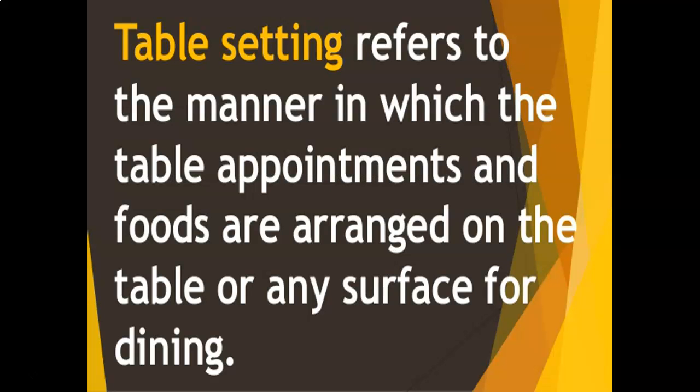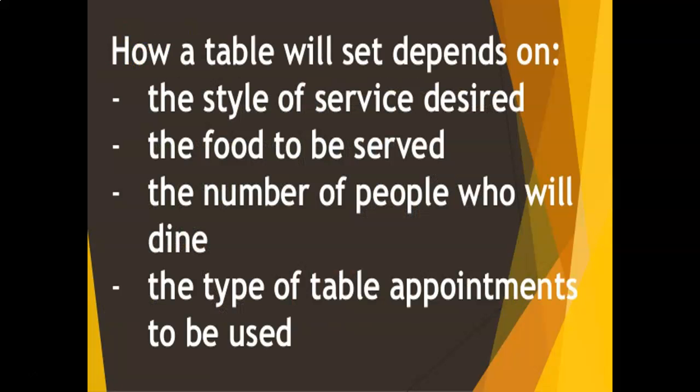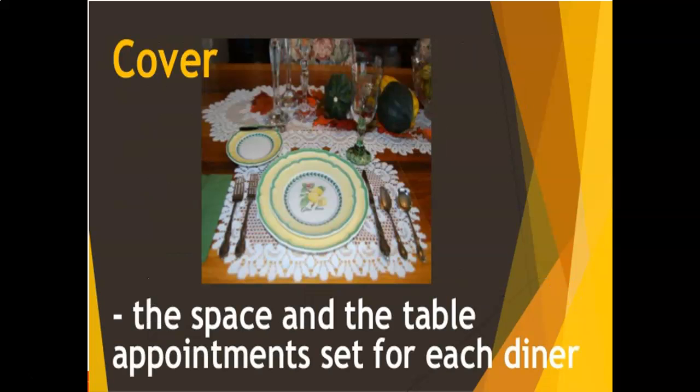Table setting refers to the manner in which the table appointments and food are arranged on the table or any surface of the dining. So this is the example. How a table is set depends on the style of the service desired, the food to be served, the number of people who will dine, and the type of table appointments to be used. So this is the cover, the space of the table appointments set for each diner. So this is the cover, the white.